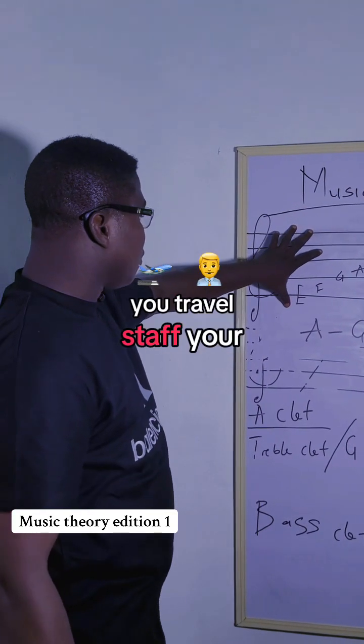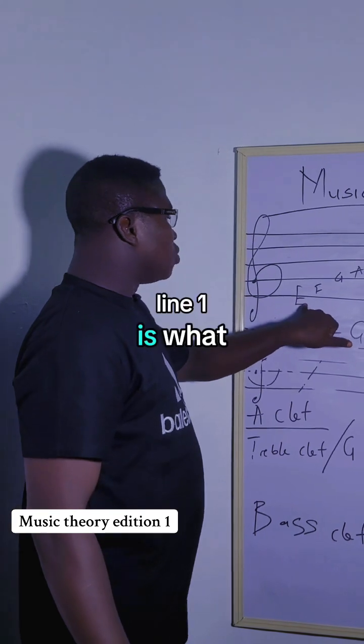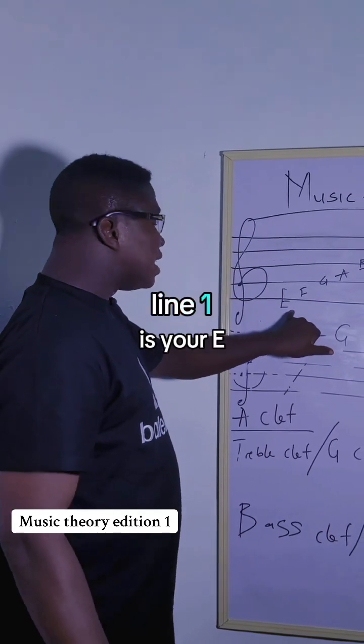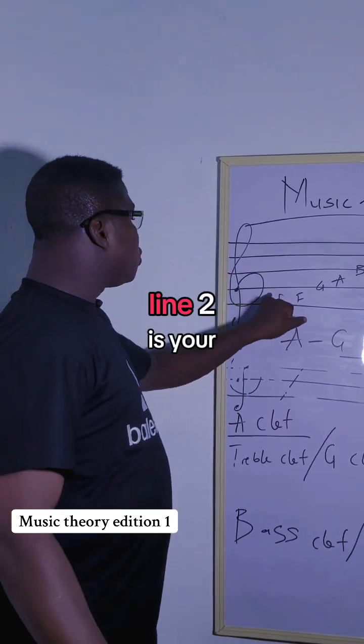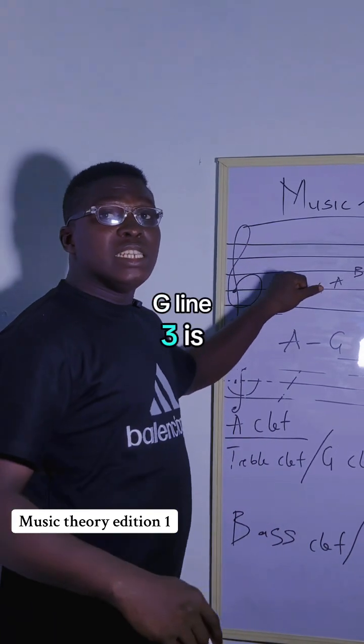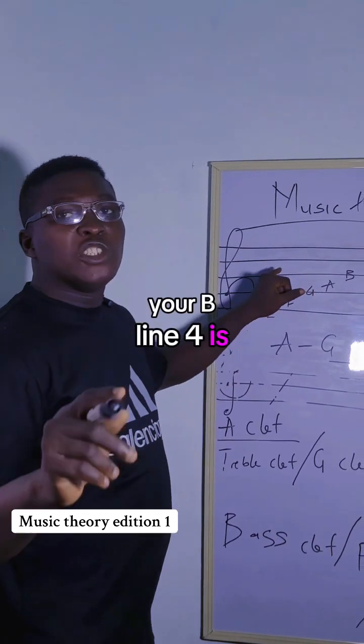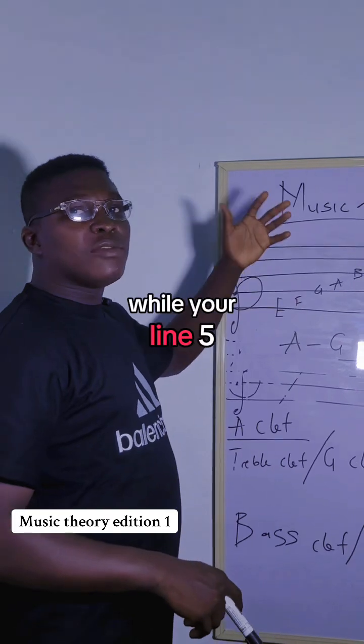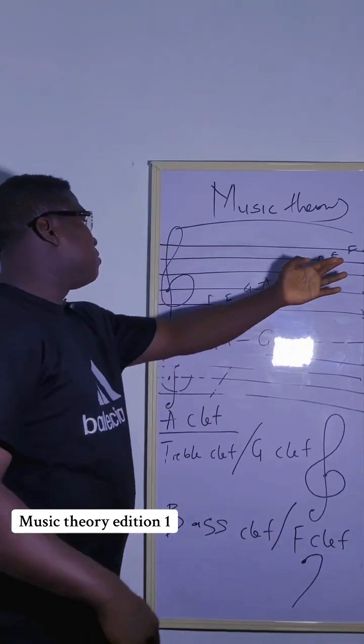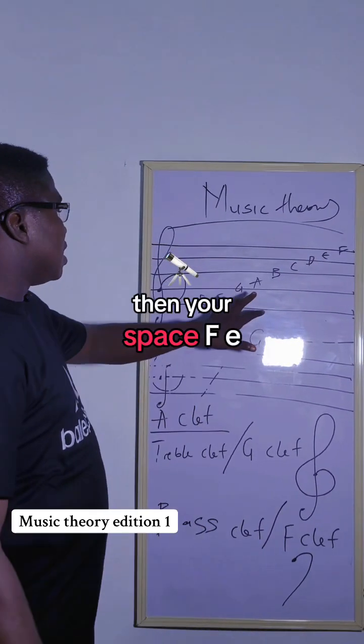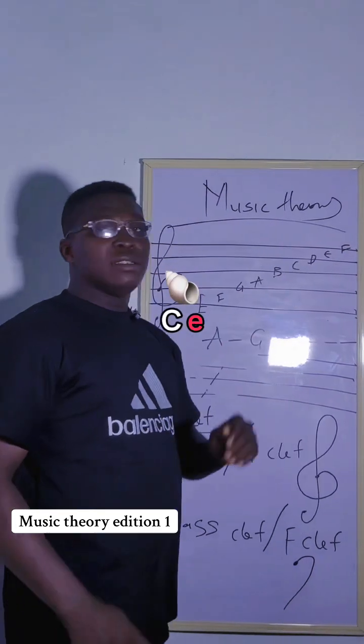On the treble staff, line one is your E. Line two is your G. Line three is your B. Line four is your D. While your line five is your F. Then your spaces spell FACE.